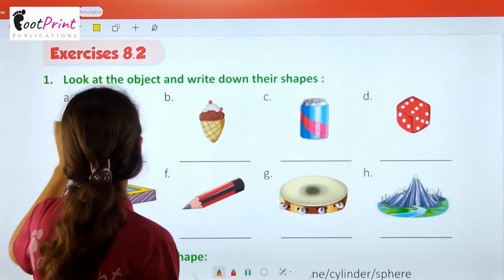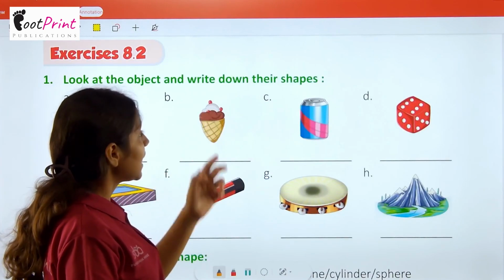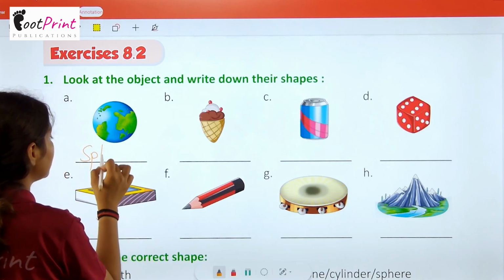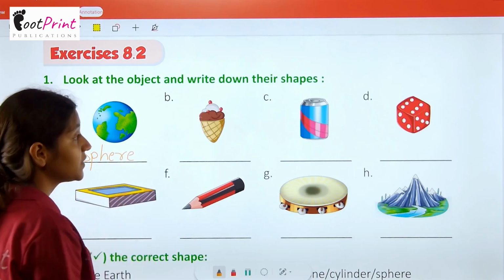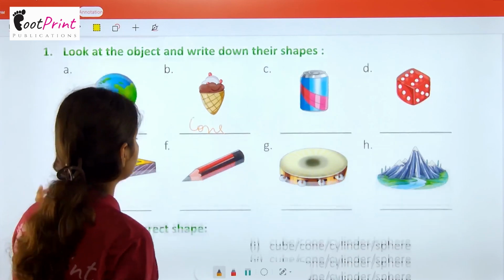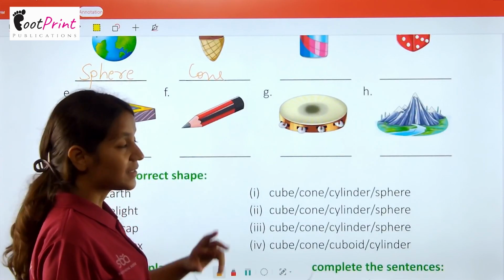Now exercise 8.2. Look at the objects and write down their shapes. First is a sphere because it is the earth and earth is in the shape of a sphere. Similarly, ice cream cone is the shape of a cone. And this is how you will write here the name of shapes by seeing the pictures.